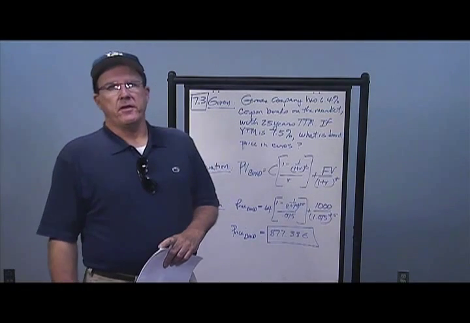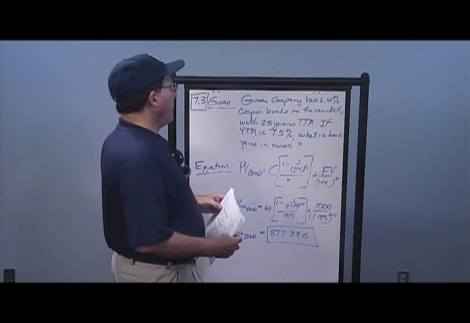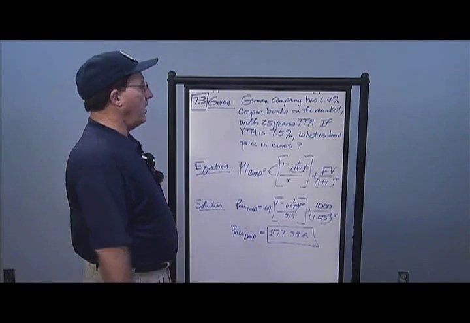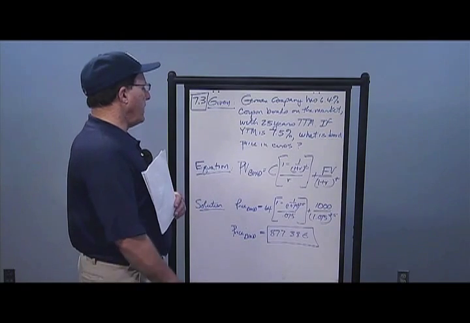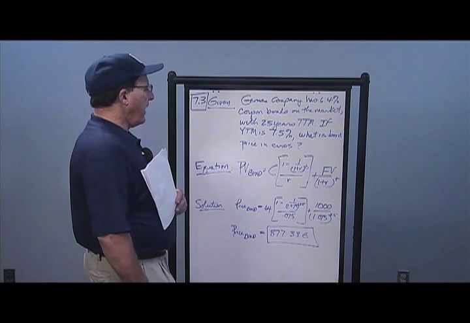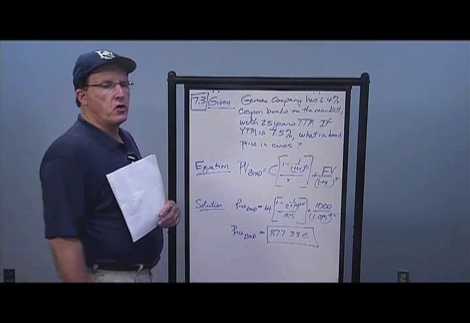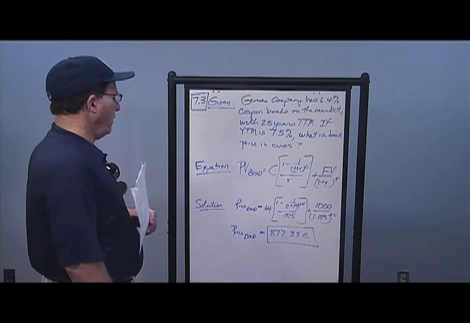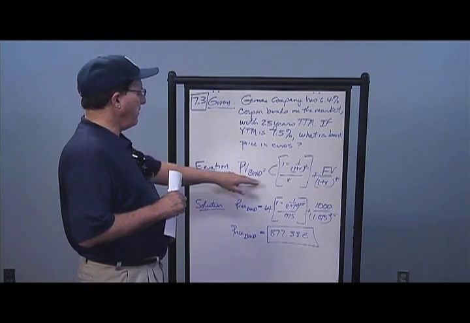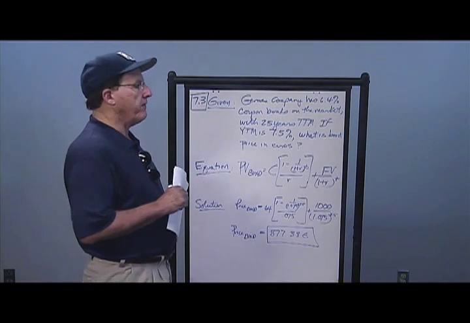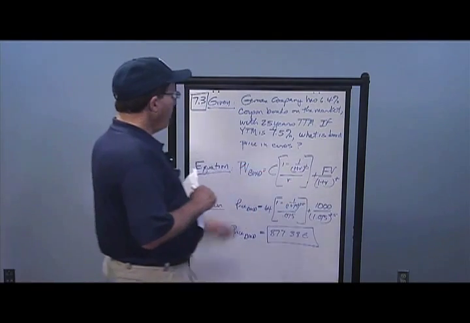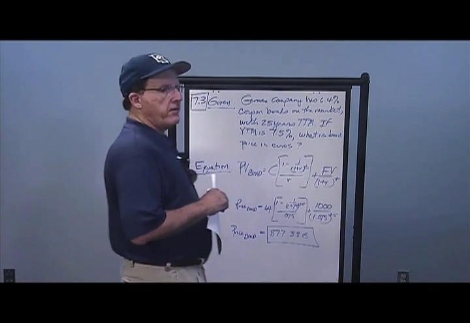In problem 7.3, we have a German company that has a 6.4% coupon bond on the market, 25 years time to maturity. If the yield to maturity is 7.5%, what is the bond price in euros? So this one we're going to give in euros. Same equation, price of the bond is C times 1 minus 1 over 1 plus R to the T, all of that over R, plus FV over 1 plus R to the T. Present value of the coupons plus present value of the face.